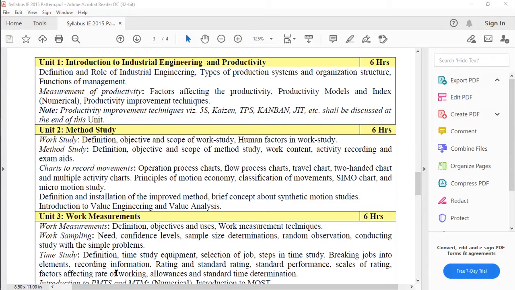Then we will see the different charts to record the movements, in which the operation process chart, flow process chart, travel chart, two-hand chart, multiple activity charts. So these different charts we will study under charts to record movements. Then some definitions and installation of improved methods we will see, and lastly we will see the introduction to value engineering and value analysis. Okay, so now we will start with work study.